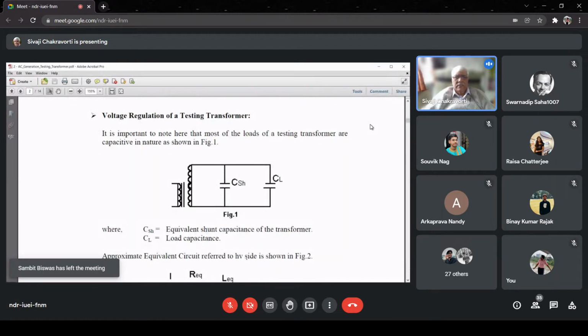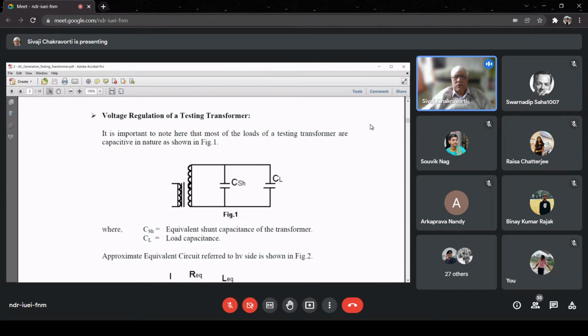So, first I will try to briefly explain again that we discussed voltage regulation in our last class. Now, in the case of testing transformer, you can see in figure 1, this voltage regulation plays a very important role. Now, I will explain why. Now, you can see the testing transformer here, where the low voltage winding gets supply from a normal variable low voltage source, and the secondary is the high voltage winding. Typically, the voltage is quite high, of the order of hundreds of kilovolts.